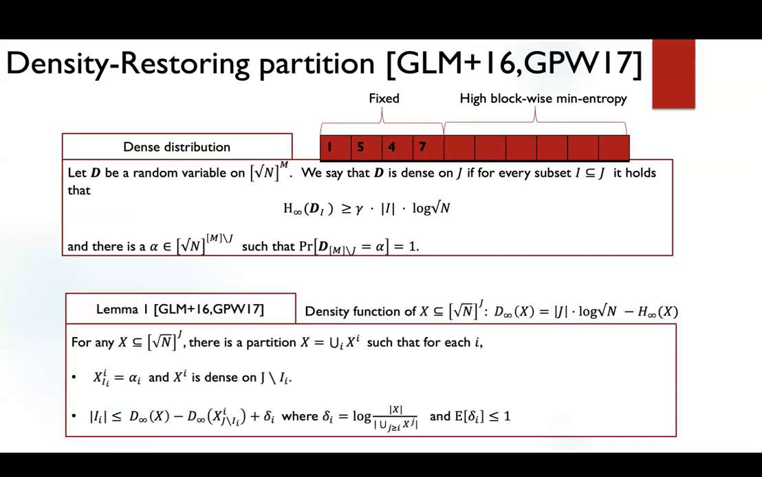There is a key lemma in query to communication lifting theory showing that a uniform distribution on any subset can be decomposed into multiple dense distributions, and the expected size of the fixed coordinates is less than the decrease of the density function plus 1.